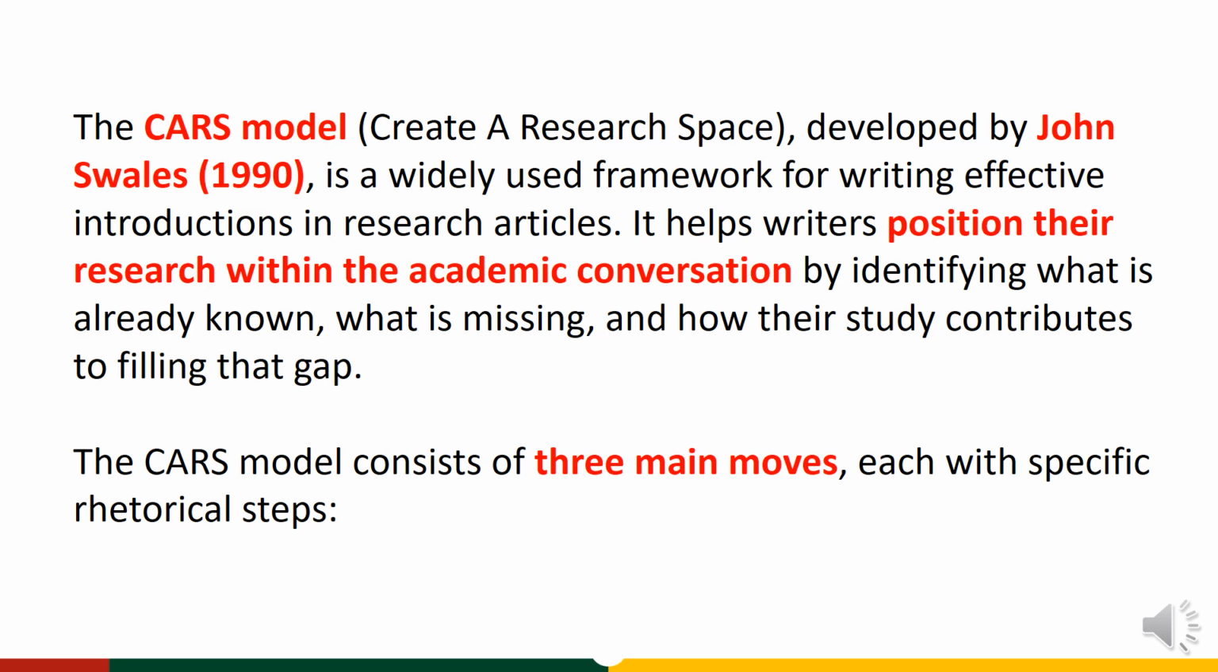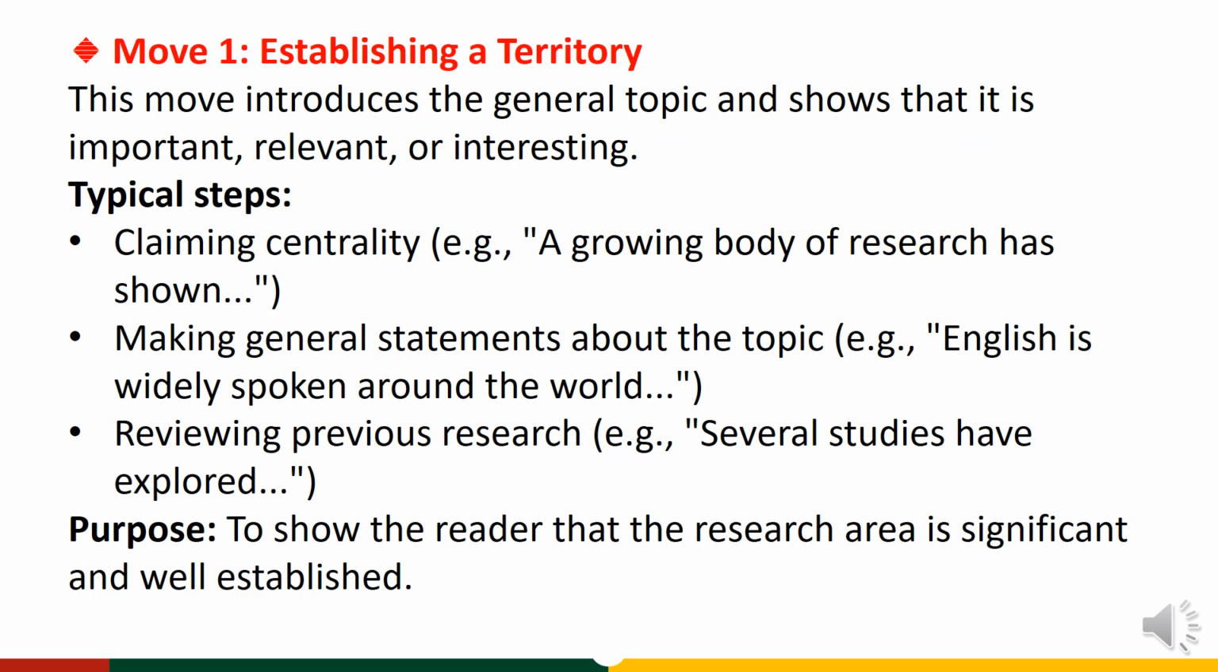It helps you, as writers, position your research within the academic conversation by identifying what is already known, what is missing, and how your study contribute to filling the gap of the previous studies. The CARS model consists of three main moves, each with specific rhetorical steps. Let's take a look. Move 1 is called establishing a territory.